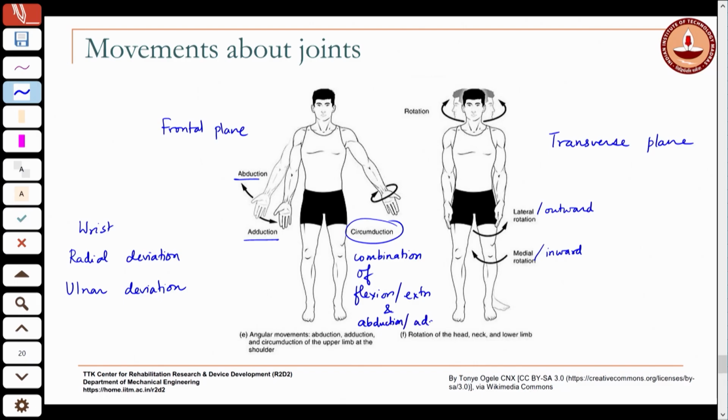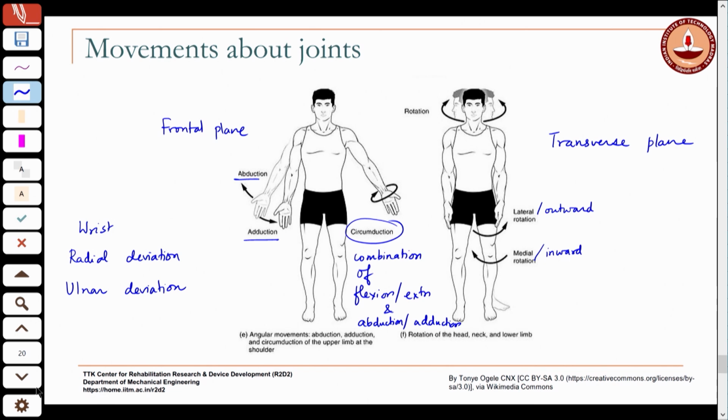That particular motion is called circumduction. So, you trace a conical path with the end of the limb. Okay. So, that is the motion that you see with circumduction.